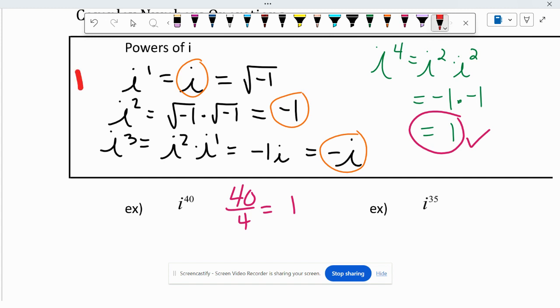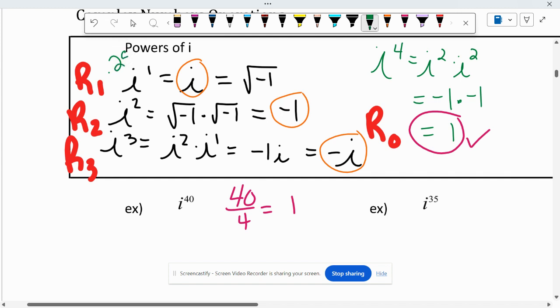Let me write this here. This is a remainder of 1. This is a remainder of 2. This is a remainder of 3. And this is a remainder of 0. And if you think about decimals, a remainder of 1 is a decimal 0.25. A remainder of 2 is a decimal 0.50.